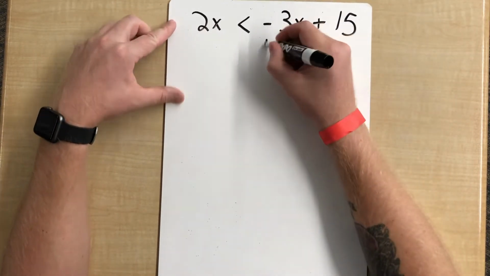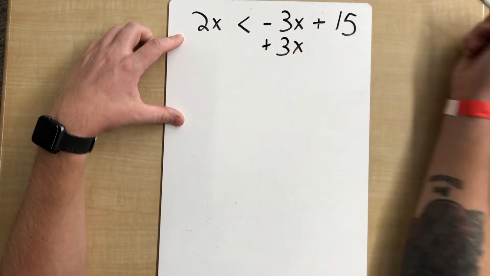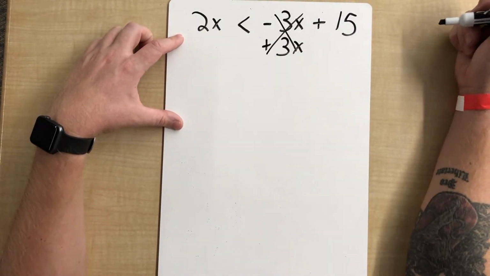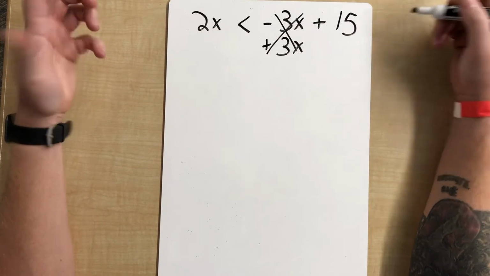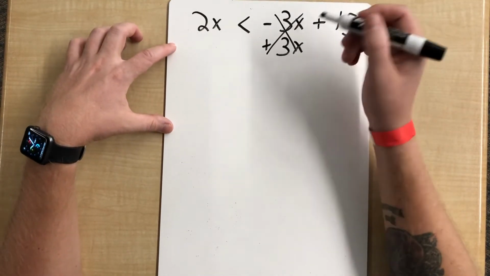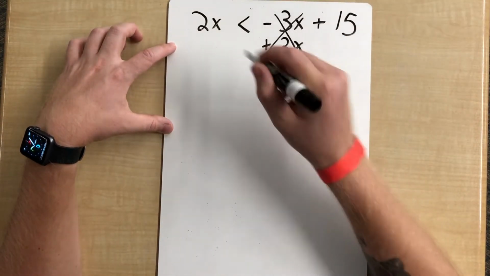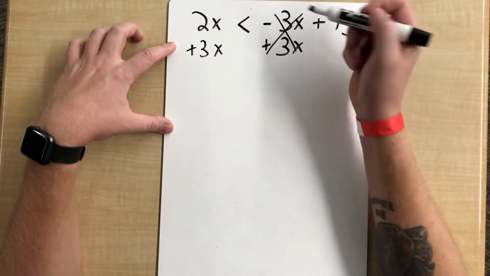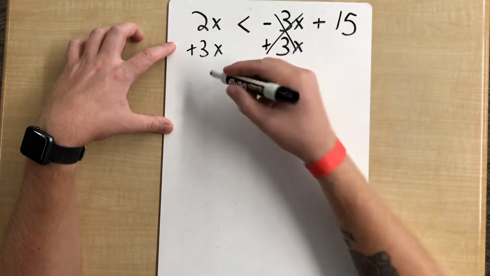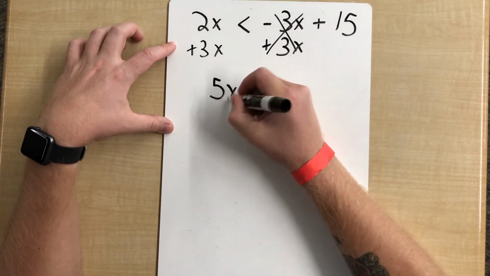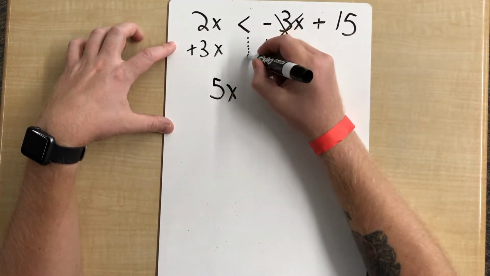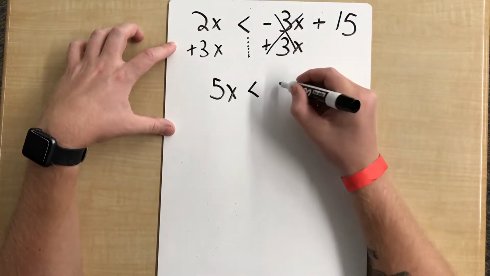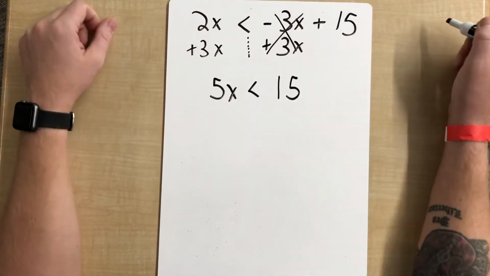So we're going to add 3x to do that. Boom, that automatically gets rid of it. But because it follows the same rules, what we do to one side of the equation, or the inequality, we have to do to the other side. If we added 3x there, we add 3x here. These are like terms, obviously. 2x plus 3x is 5x. Drop down my inequality. That hasn't changed at all yet. The only thing that's left is 15.